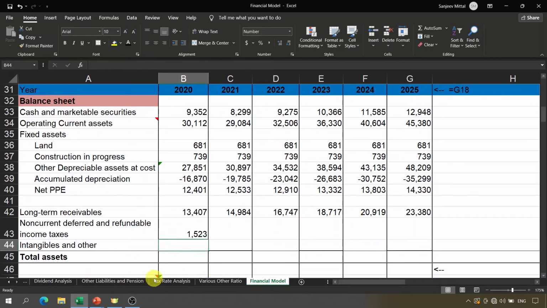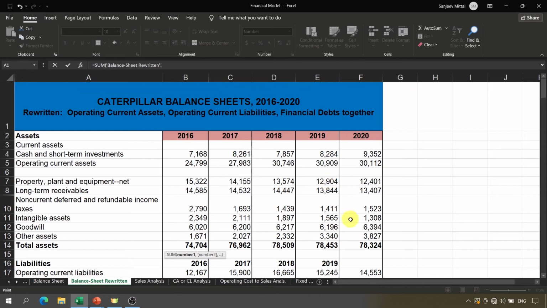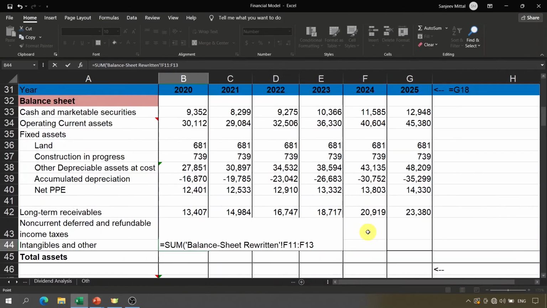After that, we select our intangibles and some other assets, and we take a formula of sum, and again we go to our rewritten balance sheet, and inside that we can simply see that our intangibles for the year 2020 along with some other assets are here, and we press enter.